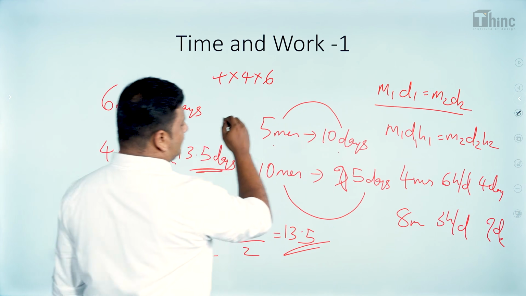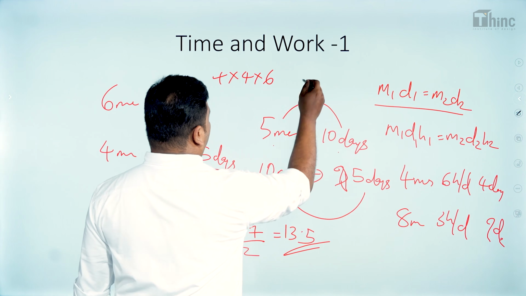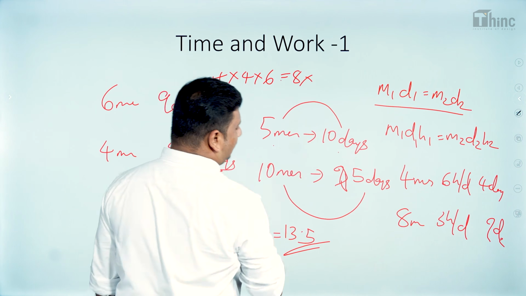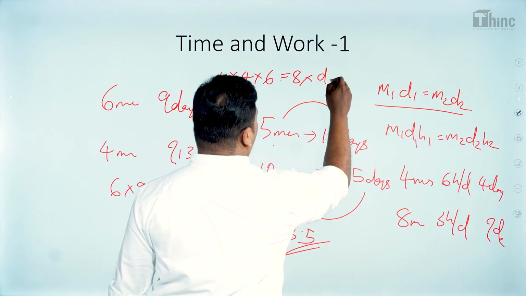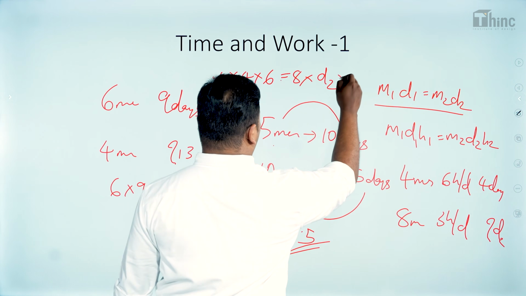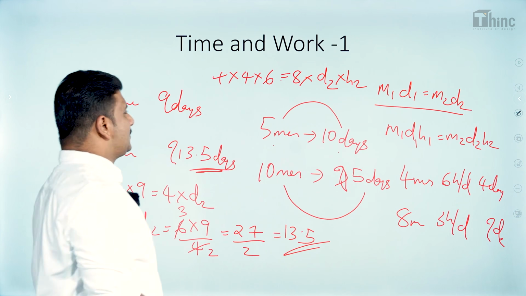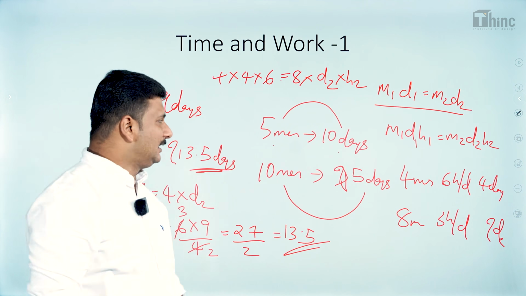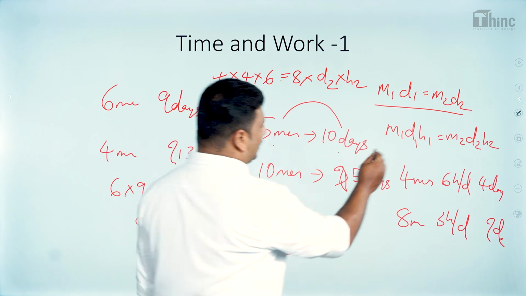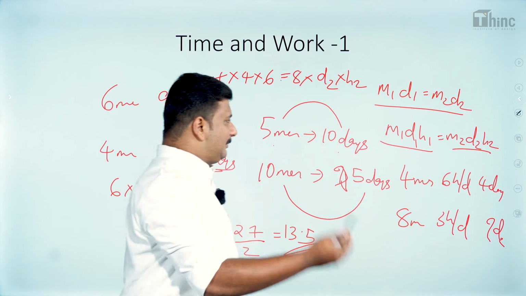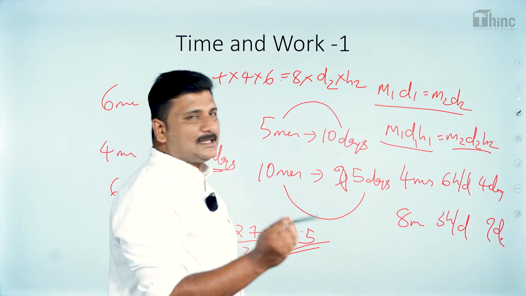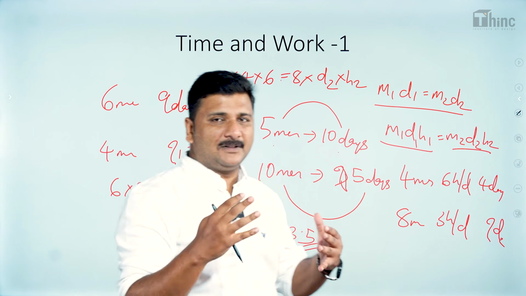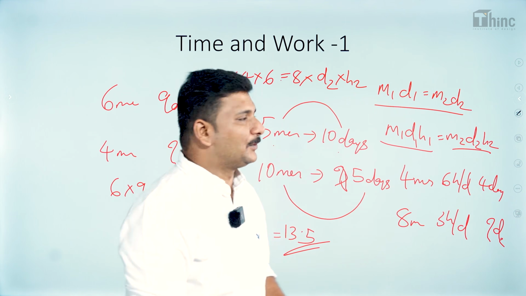So M1 D1 H1 equals M2 D2 H2. What is D2? D2 is what we need to find out, but we know the value of H2, right? So by substituting the other values, you can find the value of D2 really fast. So that's how we make use of the formula M1 D1 H1 equals M2 D2 H2, where H means the number of hours per day each team works.